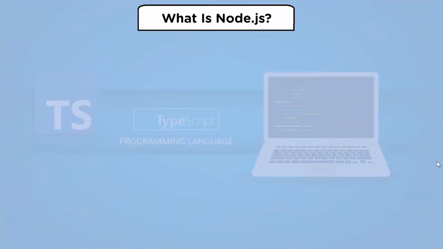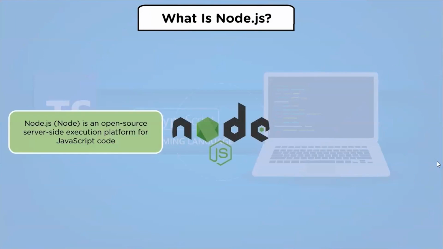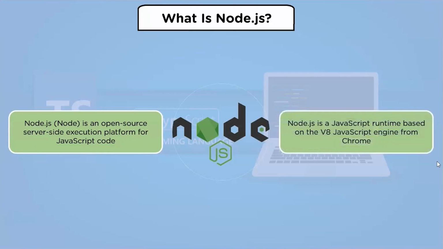What is Node.js? Node.js is an open source server-side execution platform for JavaScript code. Node.js is a JavaScript runtime based on the V8 JavaScript engine from Chrome. Node is an asynchronous, event-driven JavaScript runtime for building scalable network applications. Although Node.js is excellent for developing server-side apps, it lacks several current features such as type checking. It can also be difficult to manage a Node.js code base.